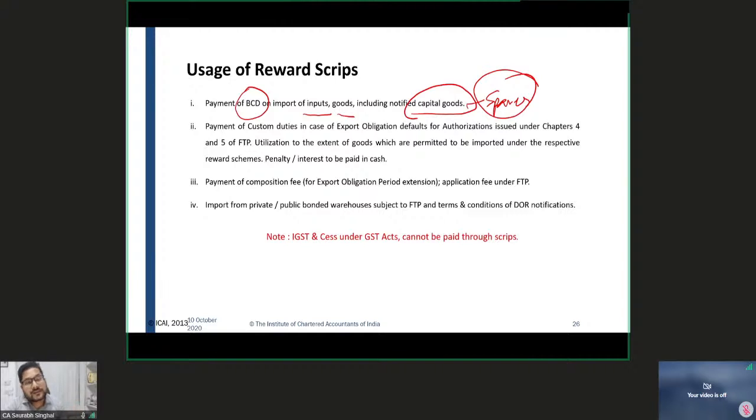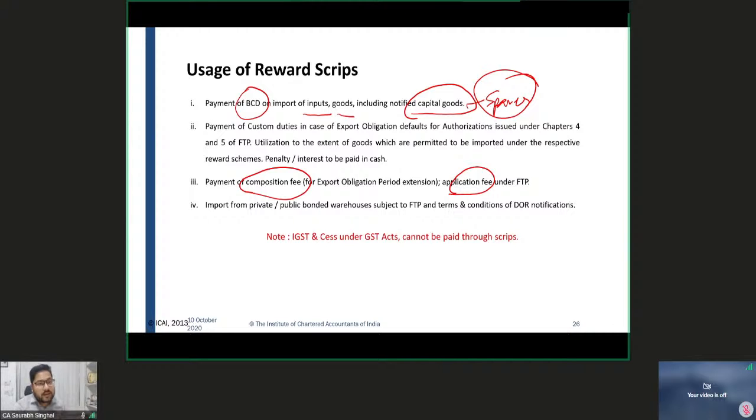You can also use these scripts. Suppose you got a script worth rupees 12 lakhs. Because 7% of whatever is the export value came out to be 12 lakhs, DGFT gave you a script worth 12 lakhs. So you have a paper worth rupees 12 lakhs, which can be sold in the market, or you can use it for payment of BCD on any imports that you are making, or you can use it for payment of composition fee or any application fee under FTP. Under FTP, you have various application fees and composition fees to be paid. You can pay that also using these scripts.